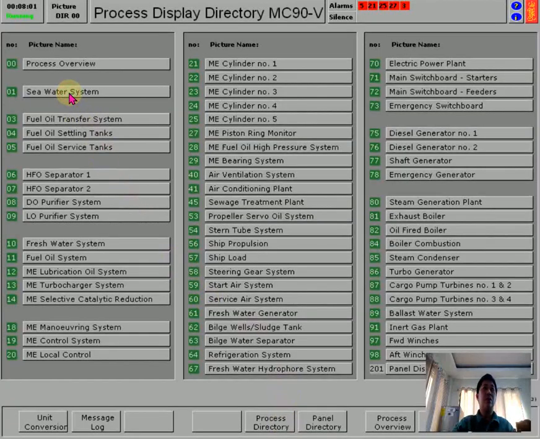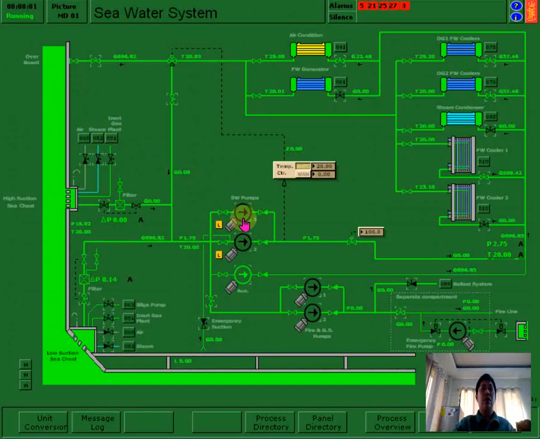So let's start with seawater. I will start this one. I will check first, it's now starting, just the delay. So I will start again. Then put it into remote number one and stop the seawater auxiliary pump.